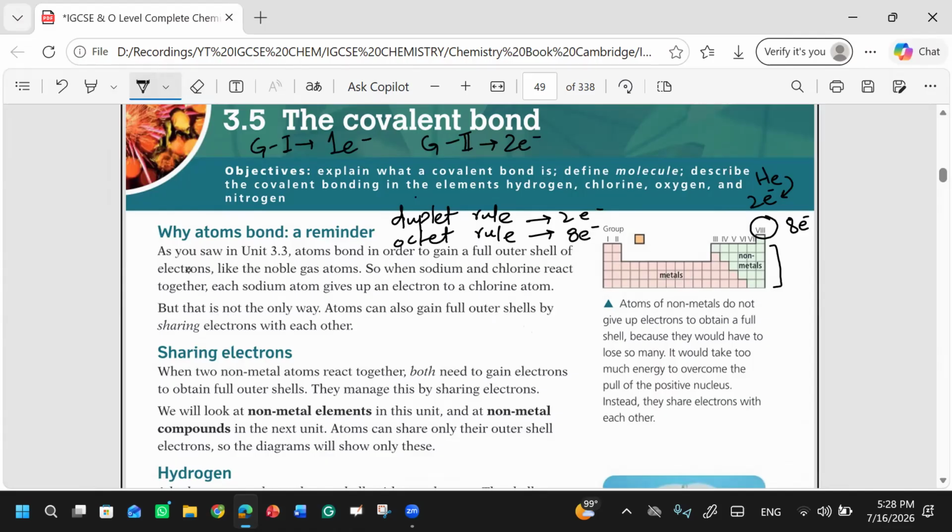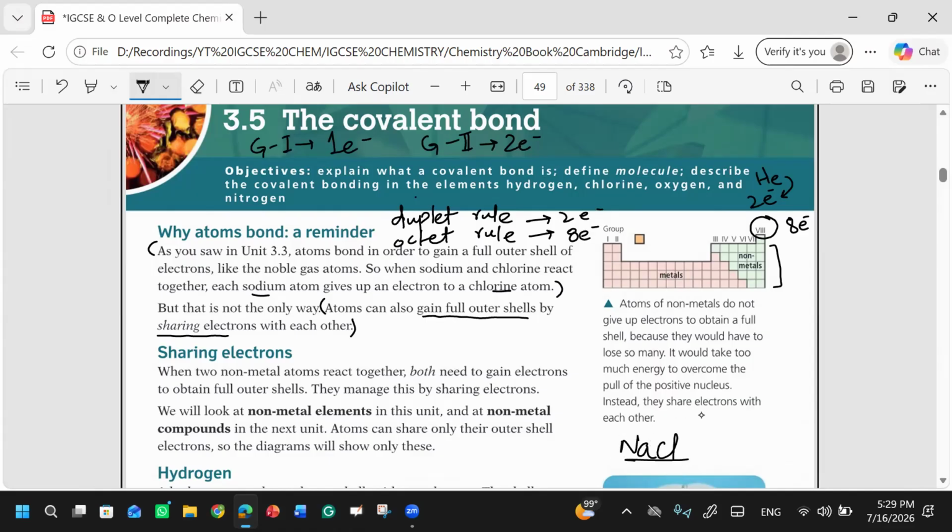This one, which we have discussed in the ionic bonding, firstly the sodium and chloride. The other way is that atoms can also gain a full outer shell by sharing electrons with each other. This is another scenario, and if this is happening, then we will say this is a covalent bond. One more thing, we cannot say sodium chloride has a covalent bond.